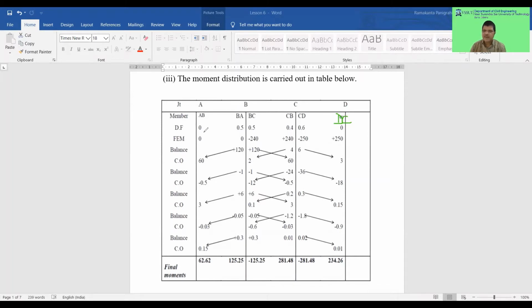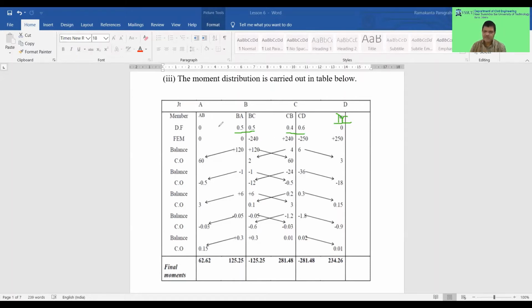Now we write the distribution factors. For a fixed end, we have already discussed that the value is equal to 0. The moments at the fixed end will not be unbalanced, because all the moments will be taken over by the fixed end. Whatever moment you apply can be taken by the fixity of the joint. So 0.5, 0.5 are the distribution factors here, 0.4, 0.6 are the distribution factors here, and 0 again for the fixed end.